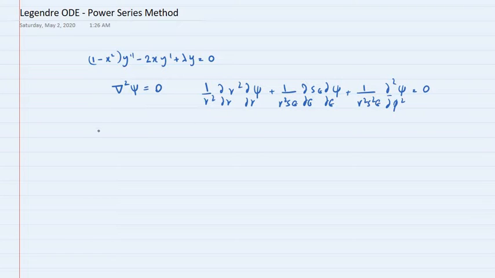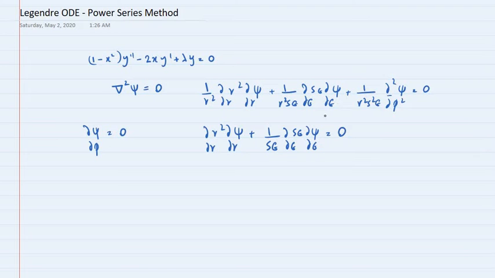Now let's think about a problem where ψ is not dependent on φ, which means ∂ψ/∂φ is equal to 0. In that case, this differential equation simplifies to ∂/∂r (r^2 ∂ψ/∂r) + (1/sin θ) ∂/∂θ (sin θ ∂ψ/∂θ) = 0.